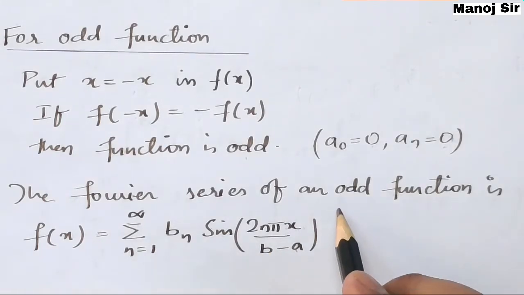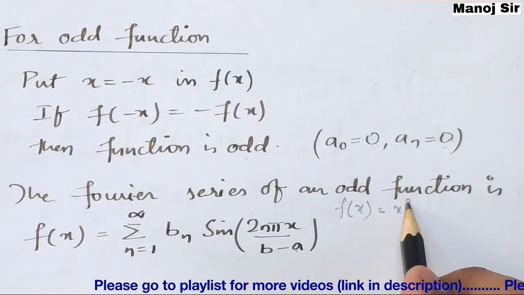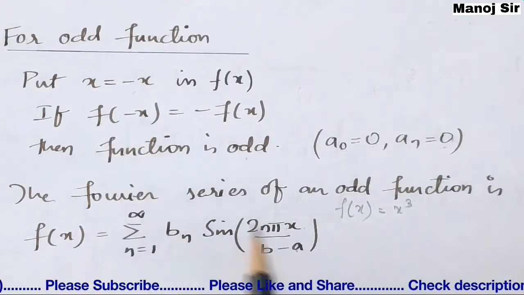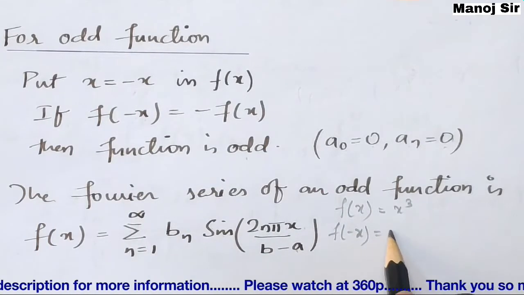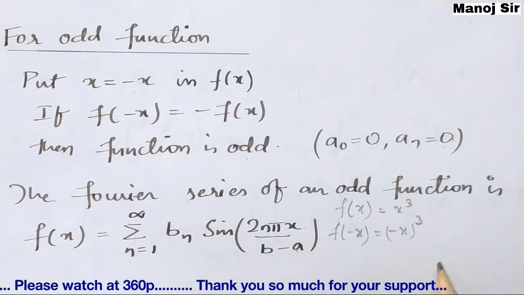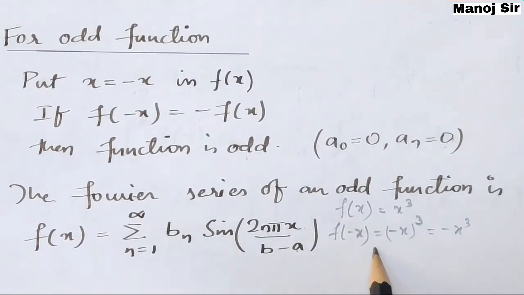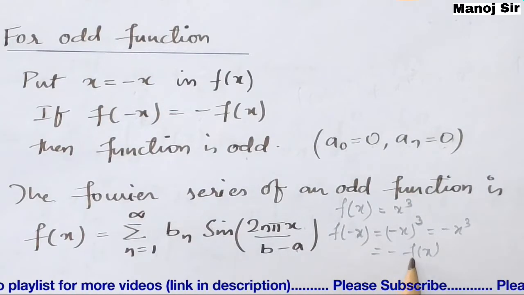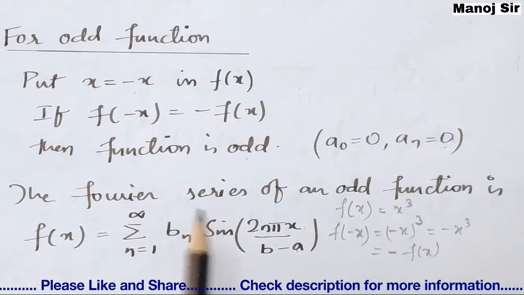Now let us take one example. Let's say the given function f of x is x cube. In that case, what do we need to find? Yes, f of minus x. So simply put x equals minus x. So f of minus x equals minus x whole cube. Now this will become minus of x cube, and this x cube is f of x. So we can write this as minus of f of x. Now here, since on putting x equals minus x, f of minus x becomes minus of f of x, this function x cube is an odd function.